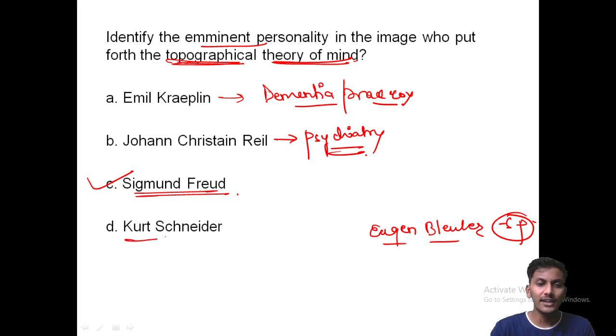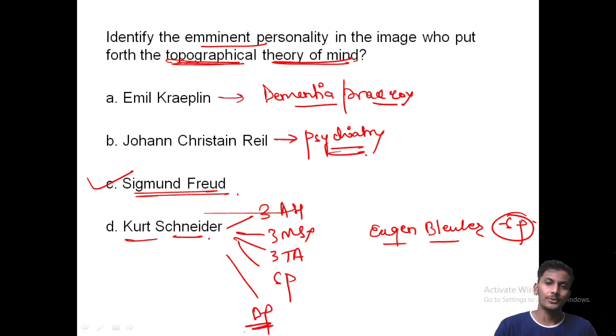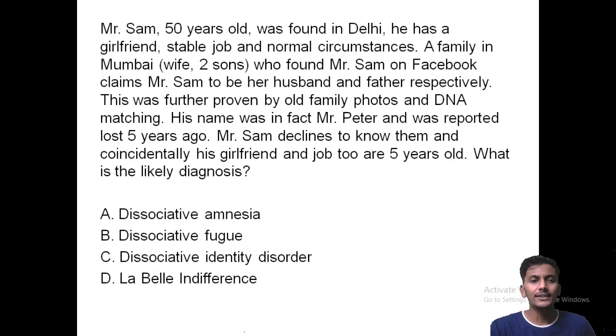And lastly, Kurt Schneider gave the 11 first rank Schneiderian symptoms of schizophrenia, which were 3 auditory hallucinations, 3 mood symptoms, 3 thought alienation symptoms, 1 somatic passivity, and last, delusional perception. Important one. So, next question.